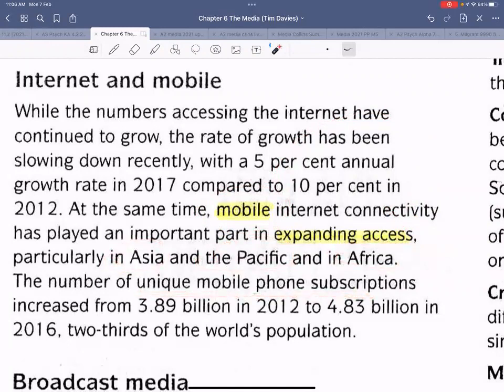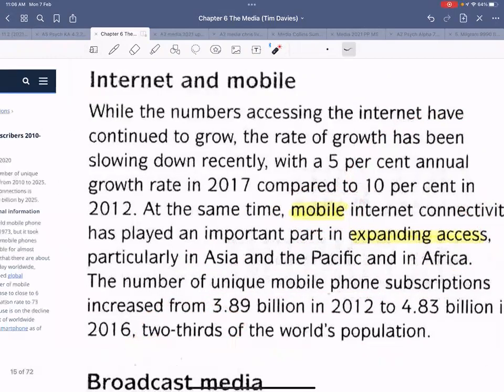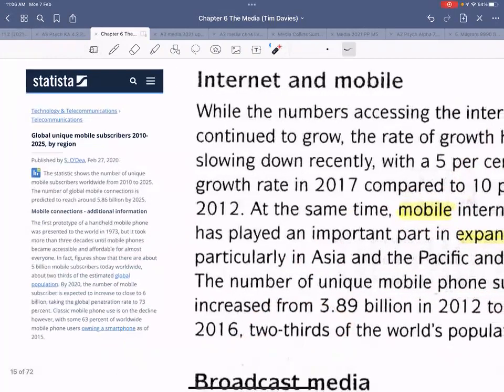Now, particularly in Asia and the Pacific and in Africa, the number of unique mobile phone subscriptions increased from 3.89 billion in 2012 to 4.83 billion in 2016. That is 2/3 of the world's population. Clear? Do we all understand this?